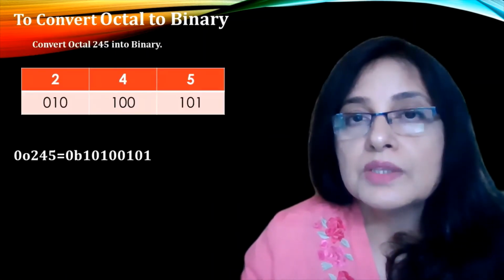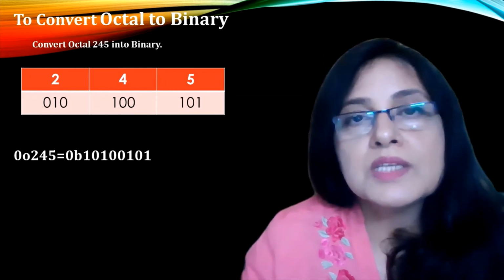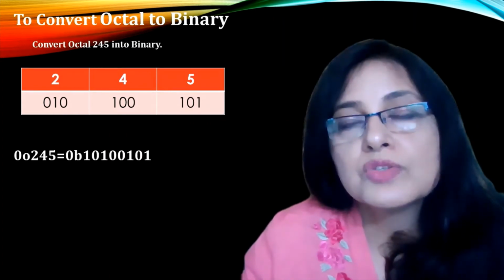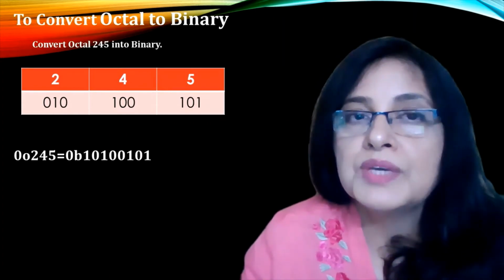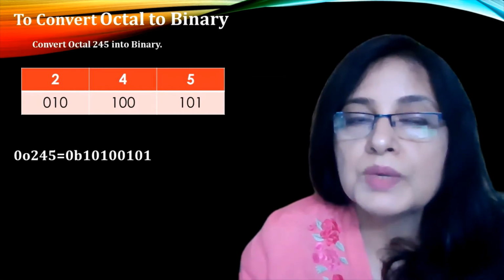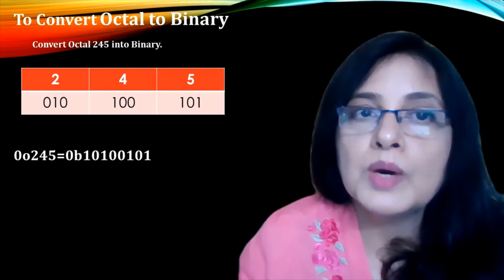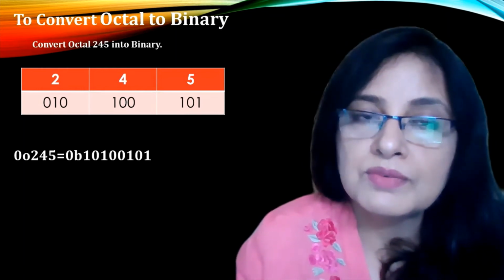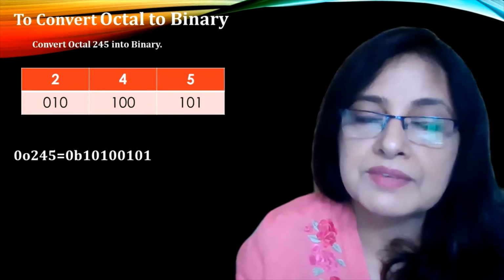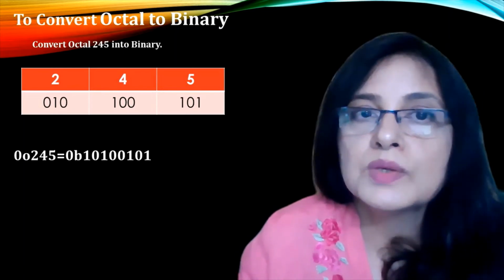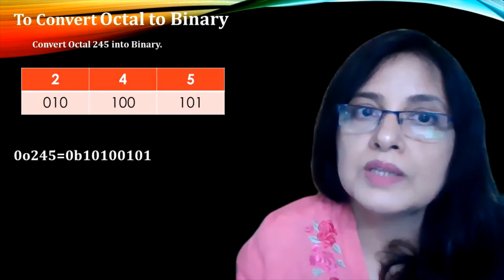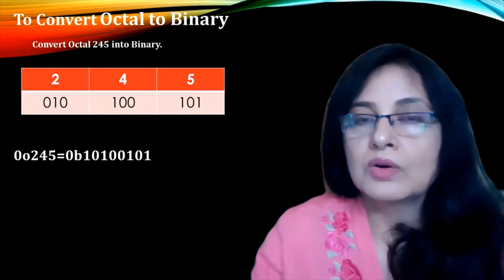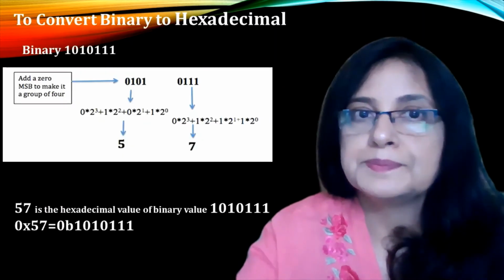If we have to convert the octal into binary, we just take each digit and convert it into its binary form. So here we have 5, we have 4 and we have 2. So we converted them and we get 10 for 2, we get 100 for 4, and 101 for 5. We put these all together to get the answer, which is 10100101. That's the answer of this octal to binary conversion.